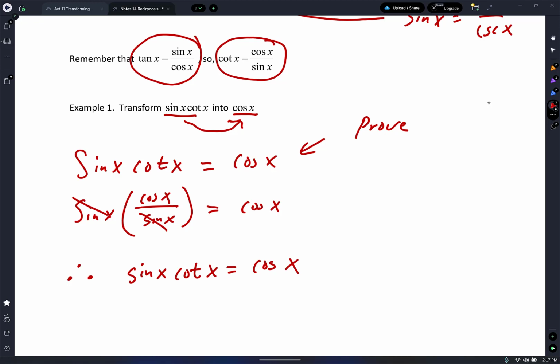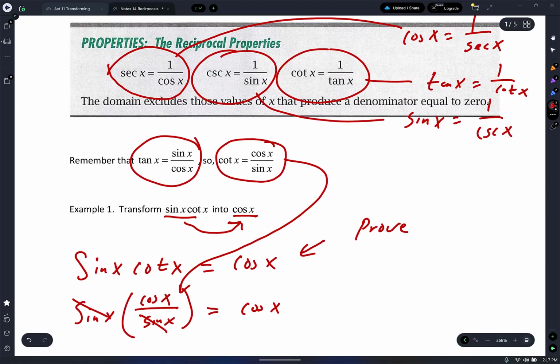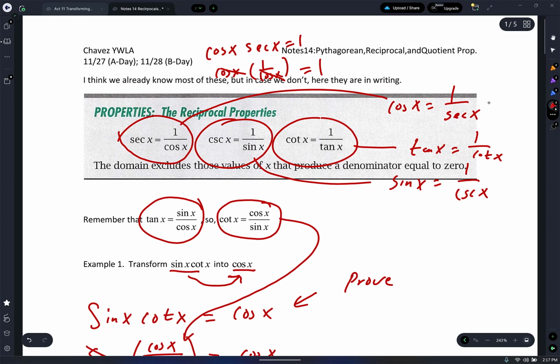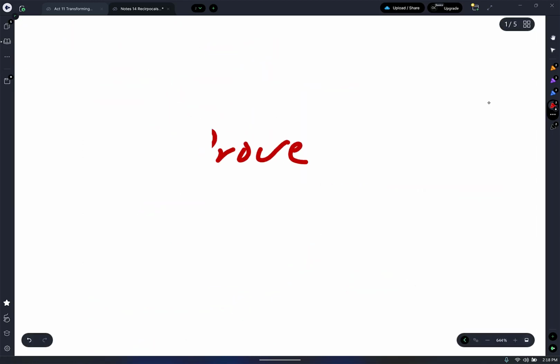Yes? How did you get that little fraction of cos x on top of sine x? From right here. Cotangent x is cosine x over sine x. Ask me, guys. Ask me questions. What questions do we have? Oh yeah, these were just the properties. So I just rewrote them. Cosine is 1 over secant. Okay. Cool or not cool?